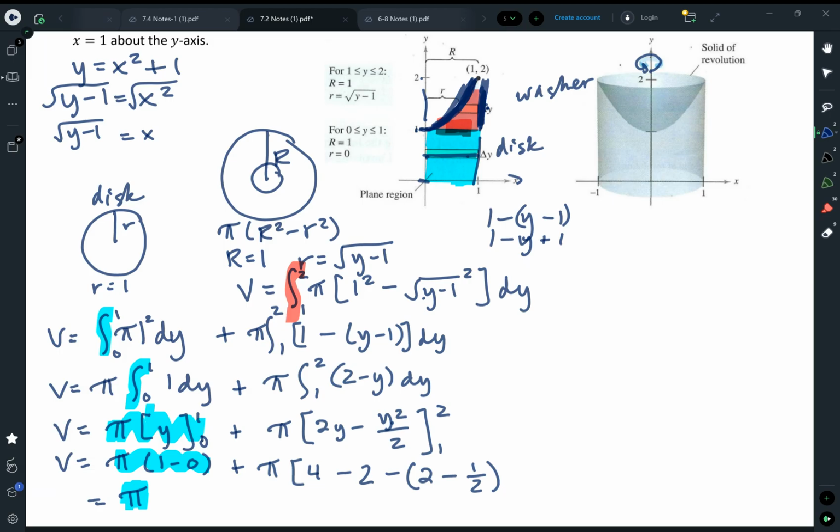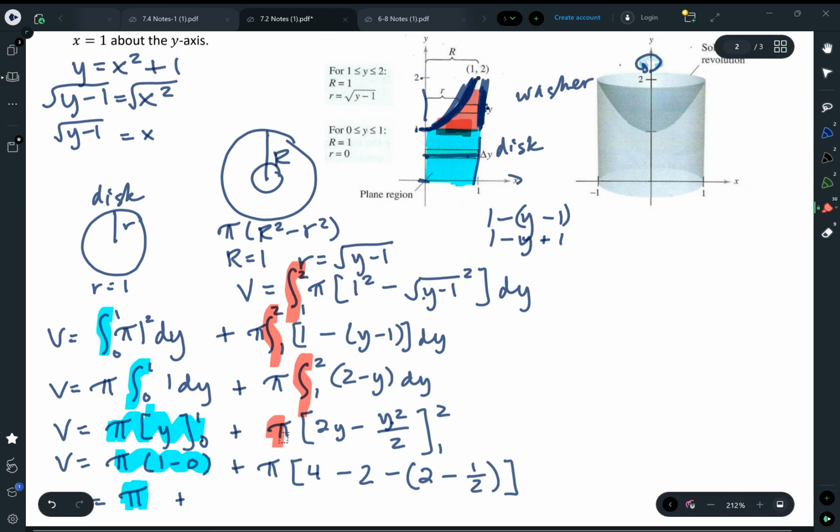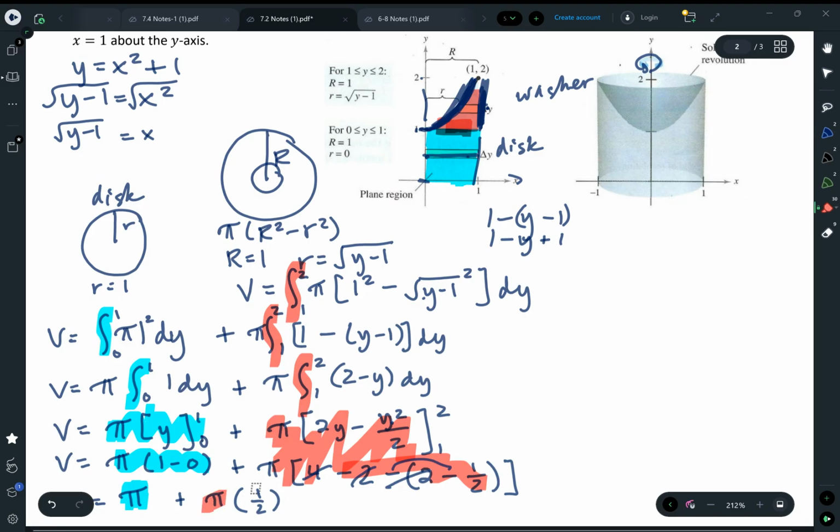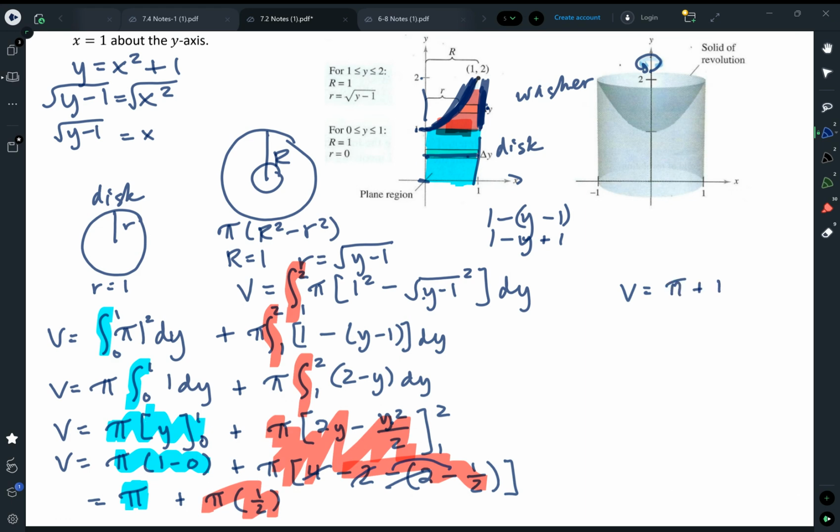So this is what I have right now. So pi plus, and remember this is all from that second part of it, right? This is all from the second part of it. So I'm just kind of color coding it. So this is going to be pi times 4 minus 2 minus 2. Like these guys are all going to be gone, but I'll have a minus minus, I'll have a positive 1/2. Okay, so from the bottom part I have pi, from the top part I have a 1/2 pi, so my overall volume is going to be pi plus 1/2 pi, or 3 pi over 2.